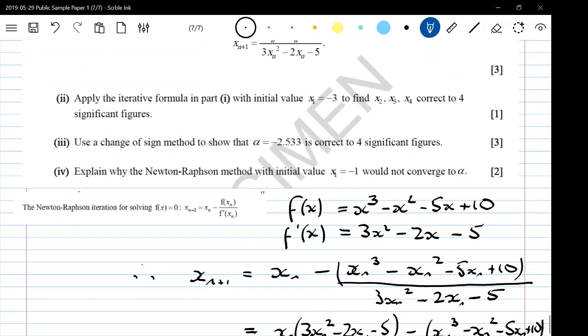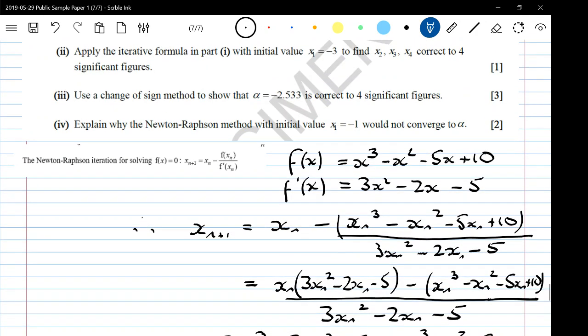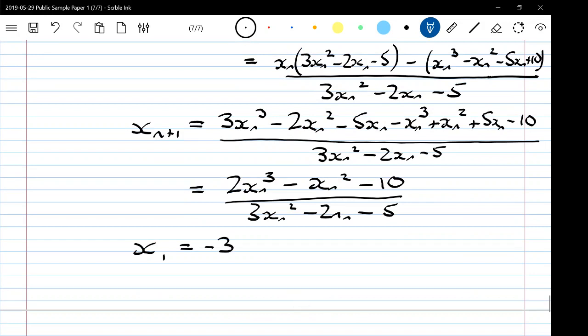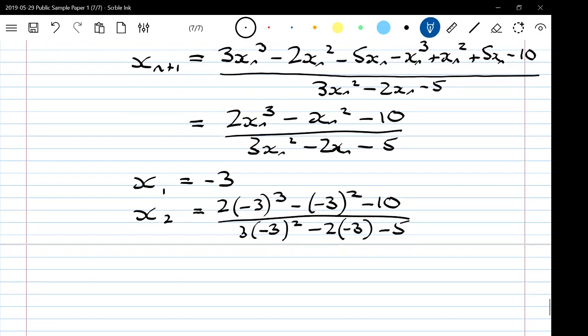Brilliant. Apply the iterative formula in part 1 with the value x1 is minus 3 to find the next few values correct to 4 significant figures. So we're going to start with x1 as being minus 3. So x2 is 2 times minus 3 cubed minus 3 squared minus 10 over 3 times minus 3 squared minus 2 times, that's an x there, minus 3 minus 5.